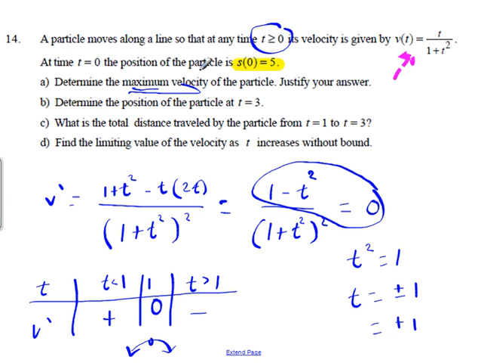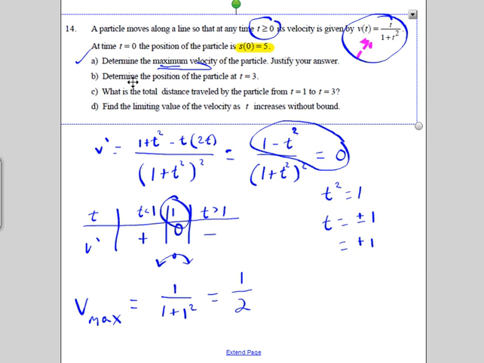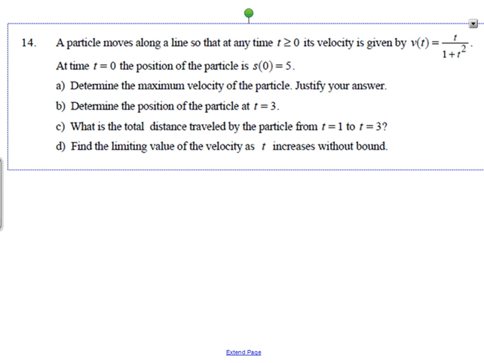So the maximum velocity occurs at time equals 1, and the actual velocity is plugging 1 in. So 1 over 1 plus 1 squared, plugging it into the velocity equation, of course. This is 1/2. So that's the fastest we go. The fastest we go is 1/2. Cool. So that's part A. How about part B? Well, let's put this on another page so that we can do the work a little bit easier.